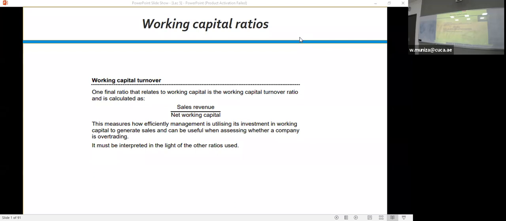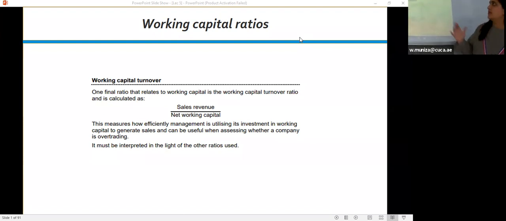As you know, in our previous lecture we had almost finished our chapter number 7. So these are the last ratios which we are going to discuss. This is the working capital ratio, and it is found by using this formula: sales revenue divided by working capital. In our exam, you will not be required only to calculate the ratios, but also to interpret them. So you must know the meanings of these ratios.